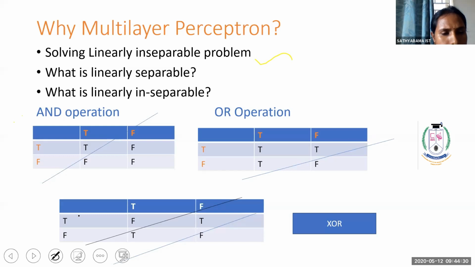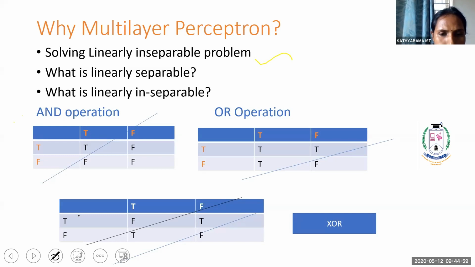So by using a single linear classifier, we can classify these two samples. That means true is a positive sample and false is a negative sample. By using a single linear classifier, you can classify your positive sample and the negative sample. That means you can easily classify class A and class B. So this AND operation is a linearly separable problem.